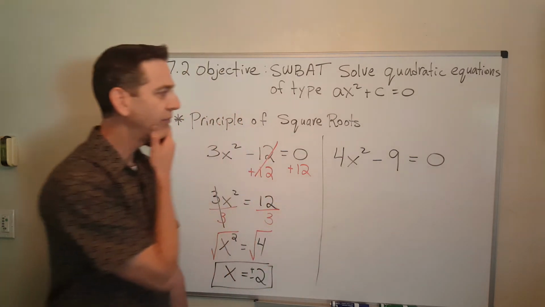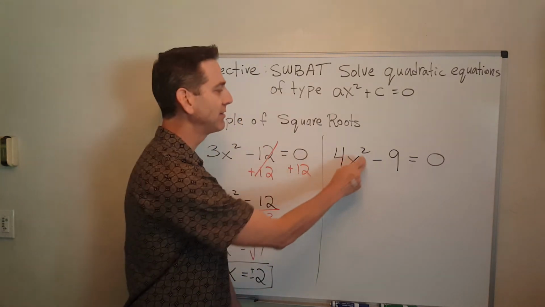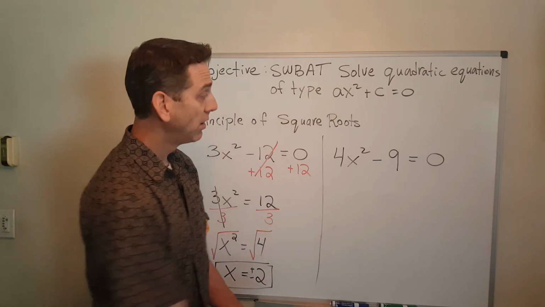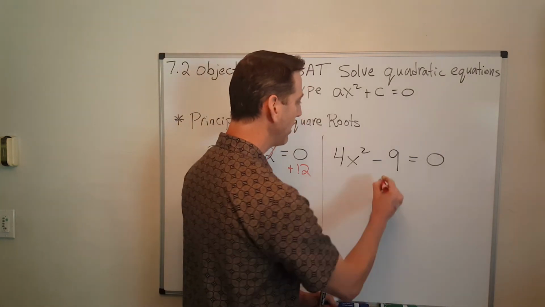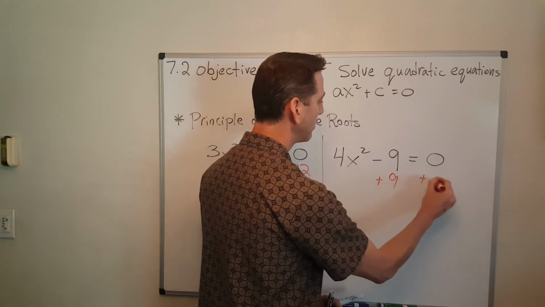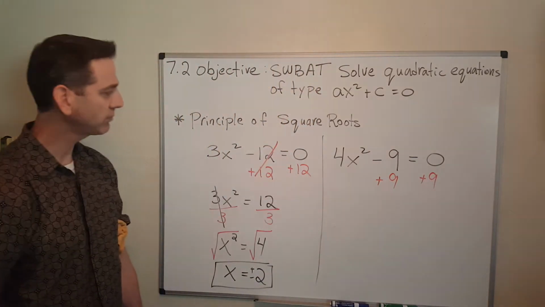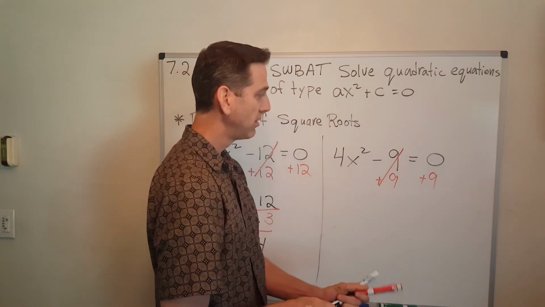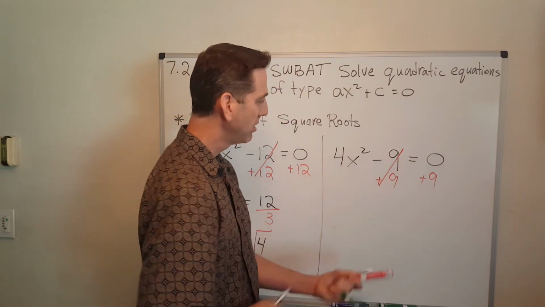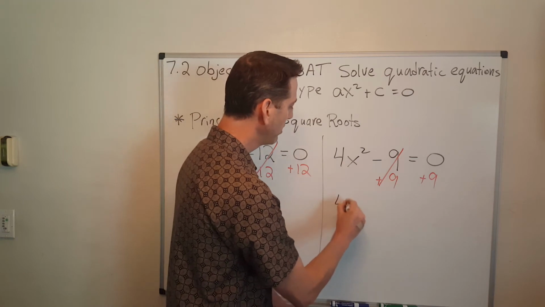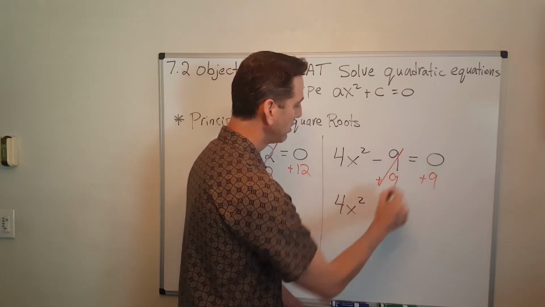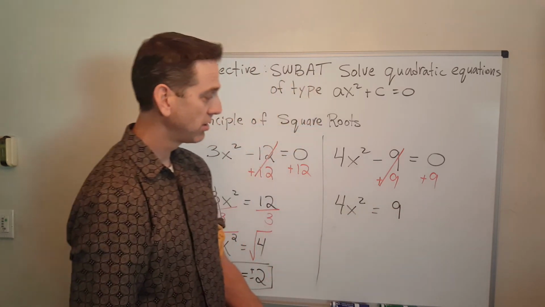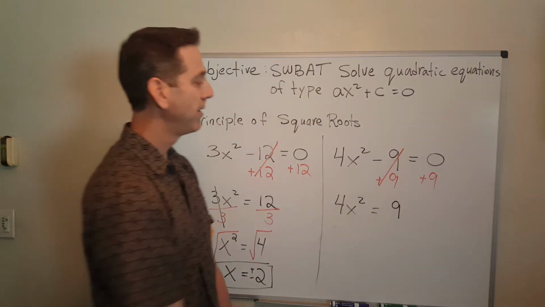Okay, remember what our first step was? Well, I'm trying to get x by itself, so I can just use linear equation solving skills. So I want to add 9 to both sides. If I add 9 to both sides, that's going to cancel that. Okay, giving me 4x squared equals, well, 0 plus 9 is 9.